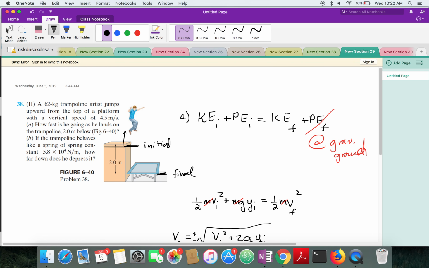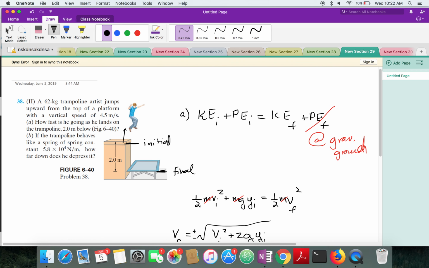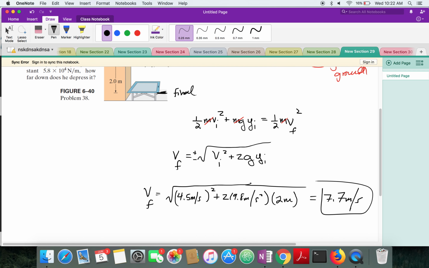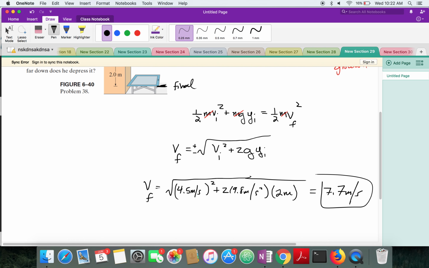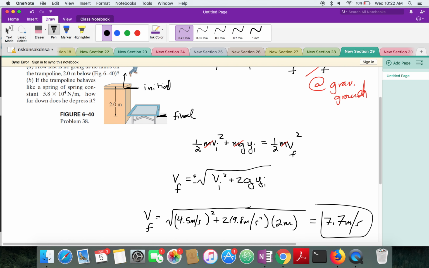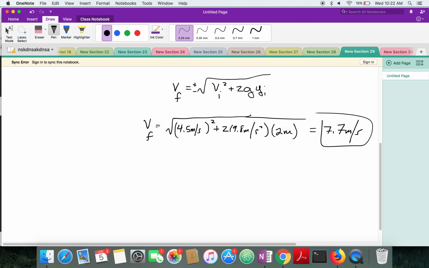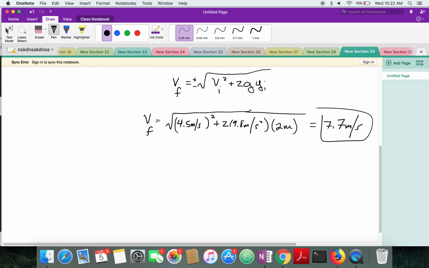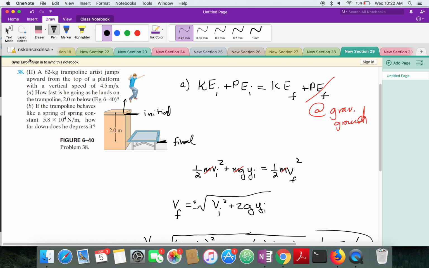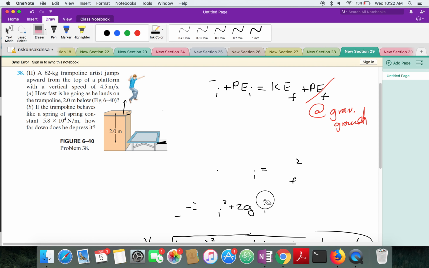Do they say velocity or speed? How fast is he going? Well, if they ask for speed, it's 7.7. If they ask for velocity, it's negative 7.7. So now they're telling you the trampoline behaves like a spring, and they want to know how far he depresses it. So now we're going to sort of redo this problem. What was our final state becomes the initial state, and there's going to be some new final state.